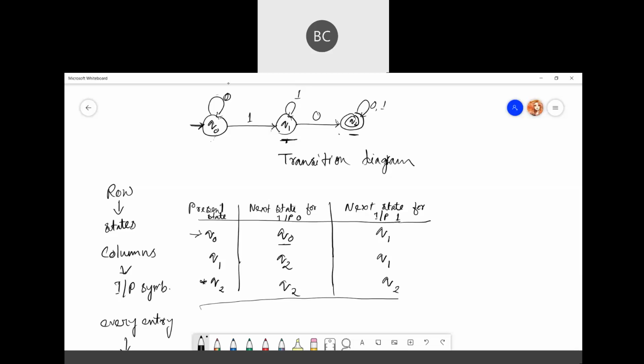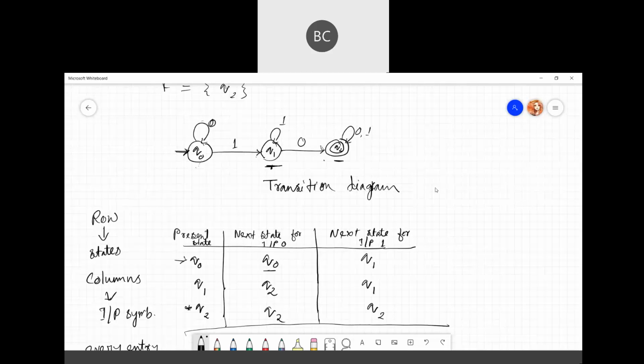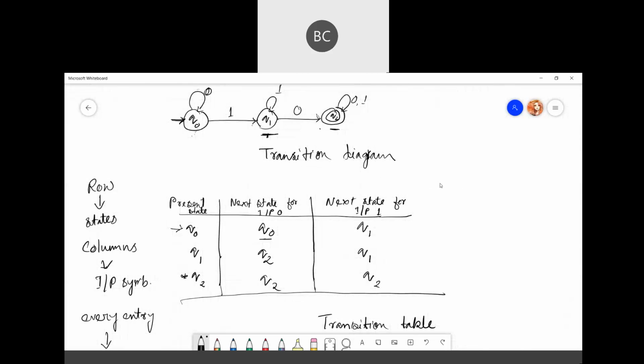Okay, so that's how you can generate the transition table from the transition diagram. Sometimes it also gives the opposite, meaning the transition table is given and you have to draw the transition diagram. This is the transition table. Is it clear how you write the transition table from the transition diagram?